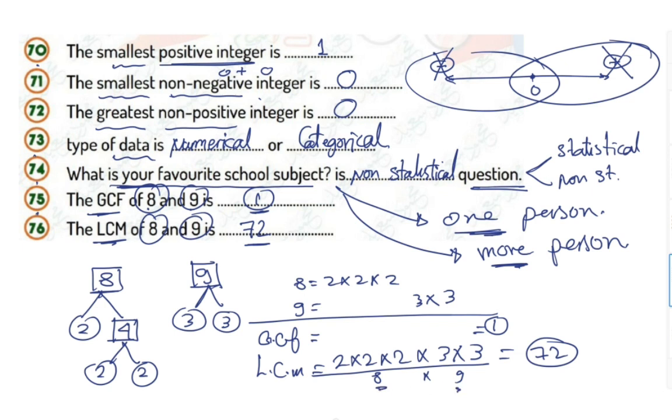But we know that 8 and 9 are not prime. But in this case, we call 8 and 9 relatively prime numbers. This is an important concept. Relatively prime numbers. 8 and 9.